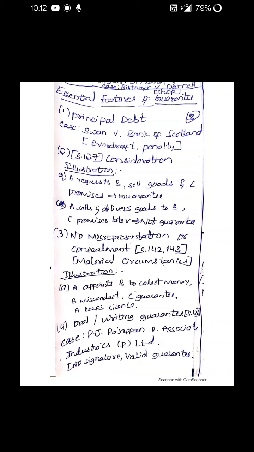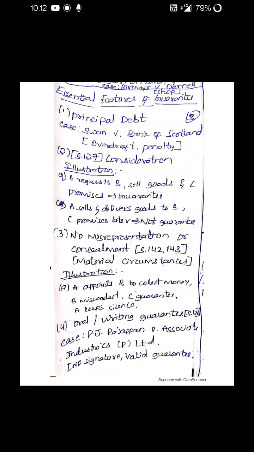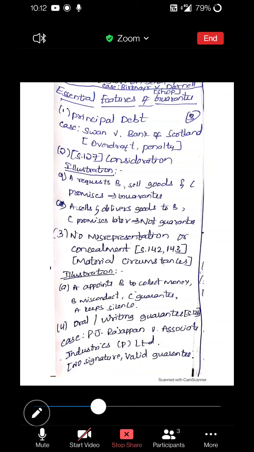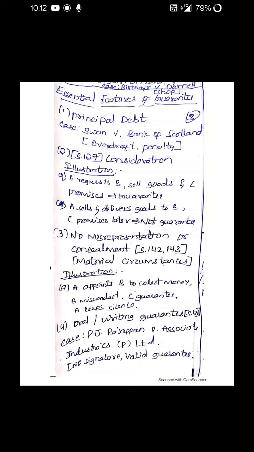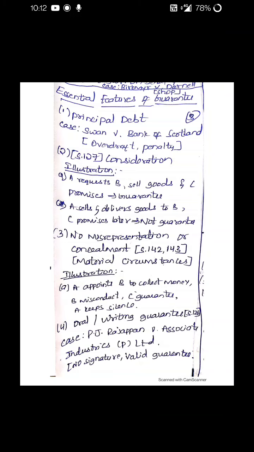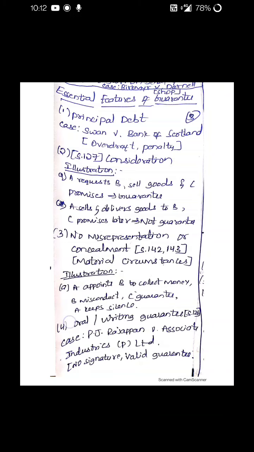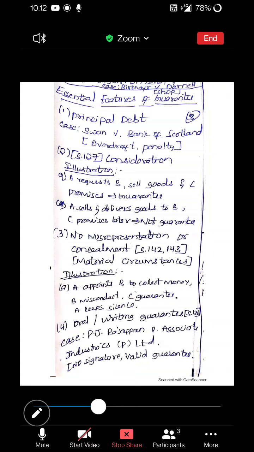There's an illustration. A appoints B to collect money. B misconducts. A is appointing B to collect money for him, but B has committed misconduct: he collected the money but did not return it to A. So A goes to C and asks him to guarantee for B, but he does not say anything about B's misconduct to C. He does not mention in front of C that B has not returned the money, and he says that to take his guarantee. So C gives the guarantee. This is not a valid contract of guarantee because A has hidden a material fact from C, a material circumstance or material fact which was essential. So the guarantee is invalid.